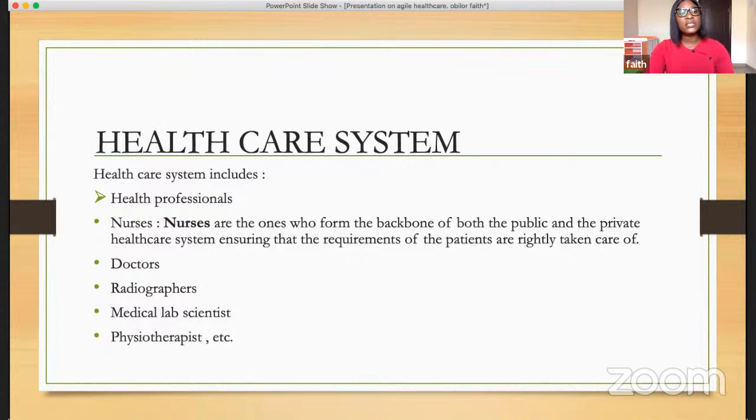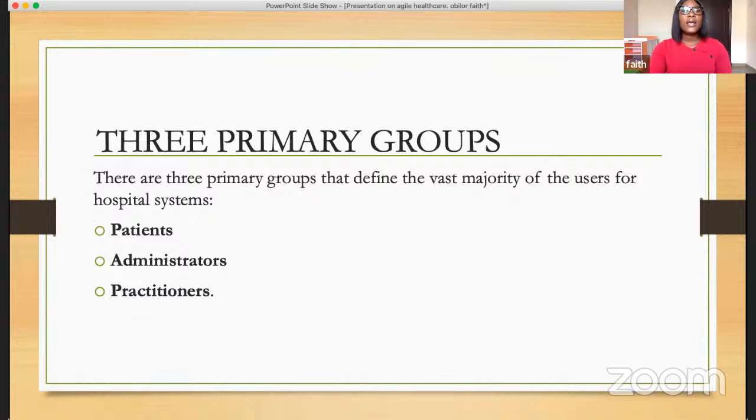So we have nurses, doctors, radiographers, medical lab scientists, physiotherapists, etc. And nurses are the ones who form the backbone of the healthcare system, both in the public sector and in the private sector. So we have the 3 primary groups, which are patients, administrators, and practitioners.